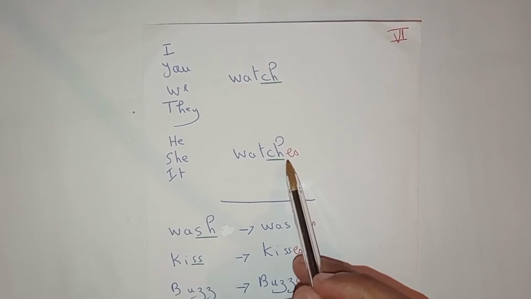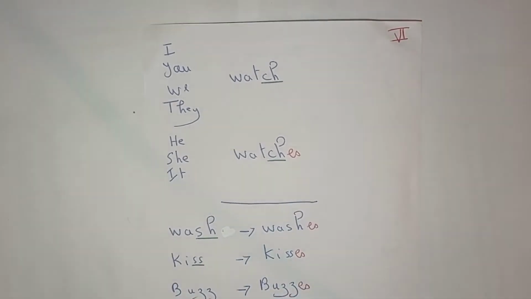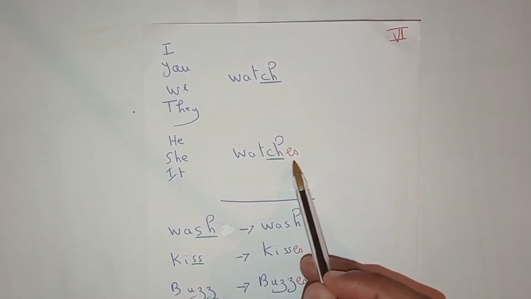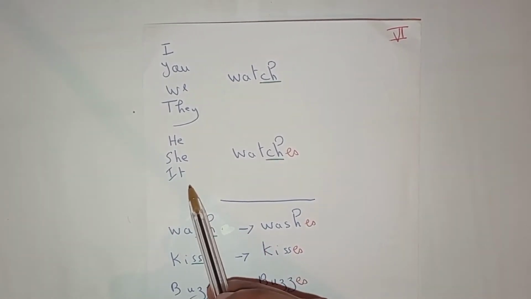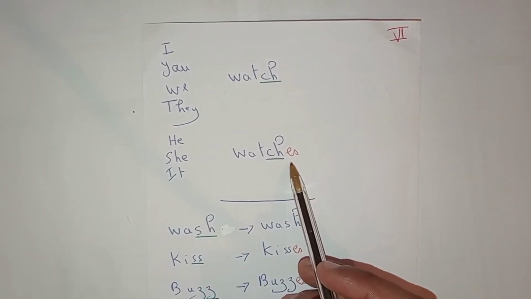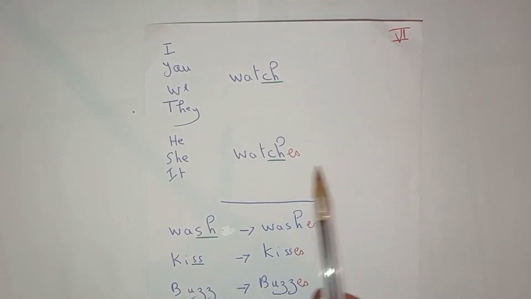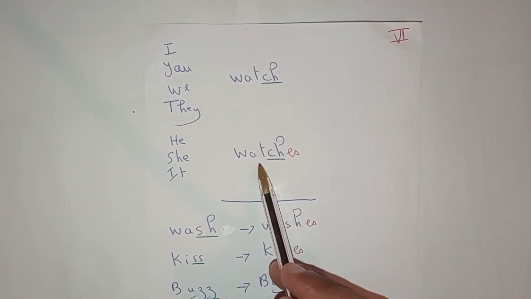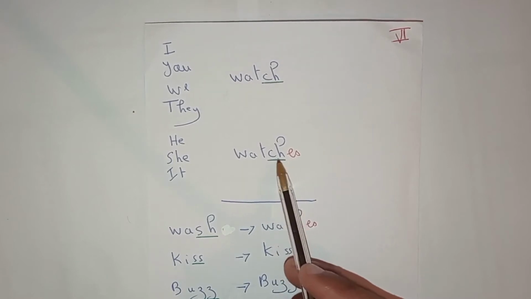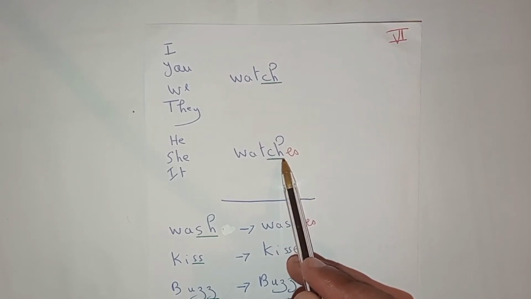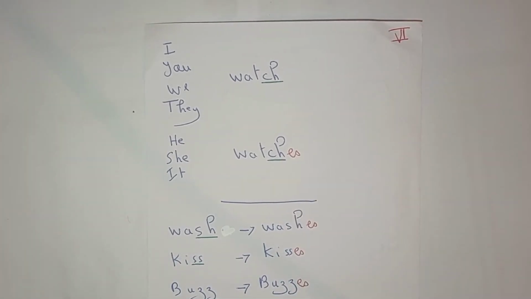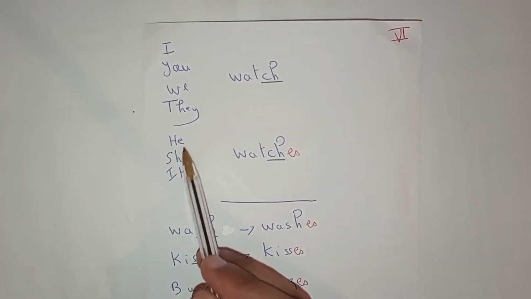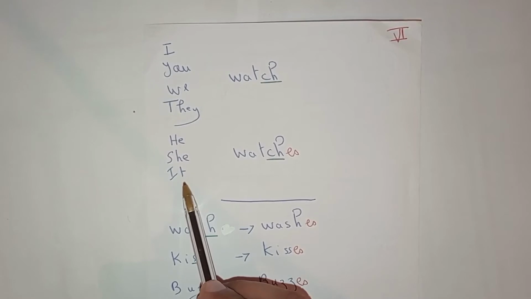Here, as you can see, we don't have S. We have an ES. Okay? In he, she, it, we have an ES. Why? Because this verb ends in CH. I repeat, when the verb ends in CH, it takes an ES in he, she, it.